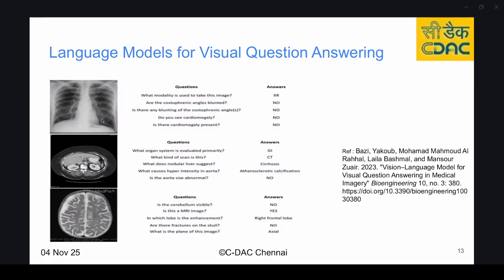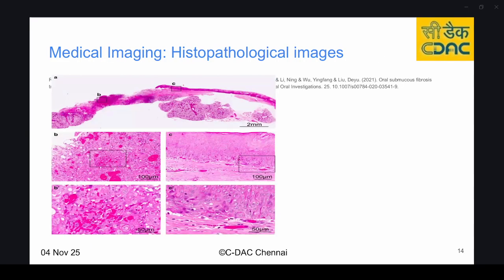This happens not only to X-rays. We can do it for brain and lung CT scan images or brain MRI images. So if there is a lobe enhancement, so what is a lobe? If there is an enhancement, all those things, these kinds of visual question answering models for medical imaging can answer. Coming to histopathological images, which are again microscopic images.